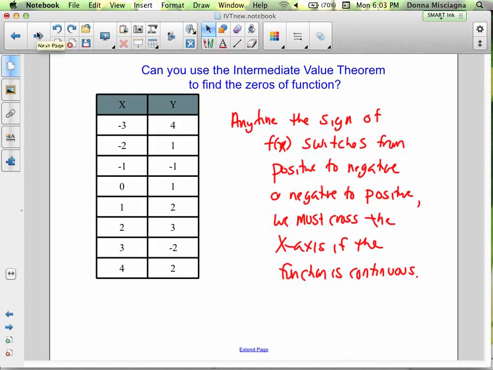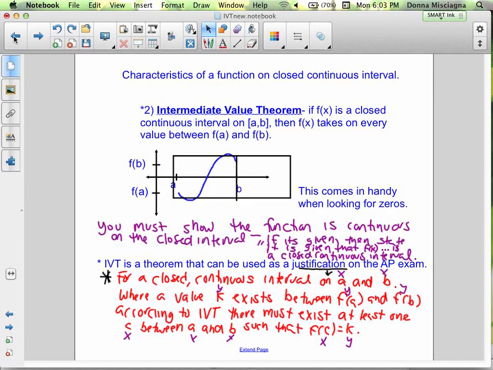All right, so let's look at this one. Can we use intermediate value theorem to find the zeros of the function? So anytime the sign of f of x changes from positive to negative, right, or negative to positive, we must cross the x-axis. The function is continuous. By the way, when I put the c or the x over here, I was pointing to the c. I probably should have said that. So the c here is the x, right? F of c, of course, would be a y.